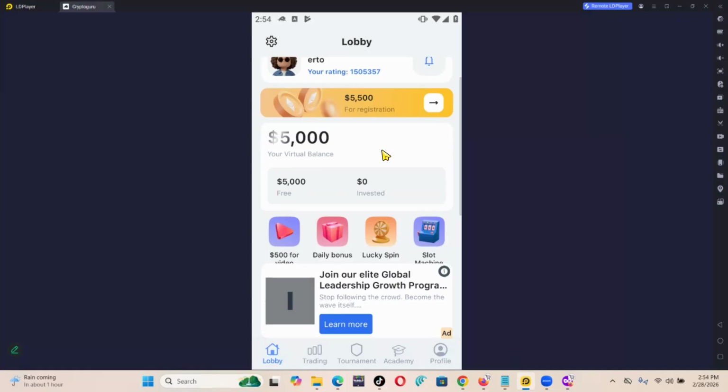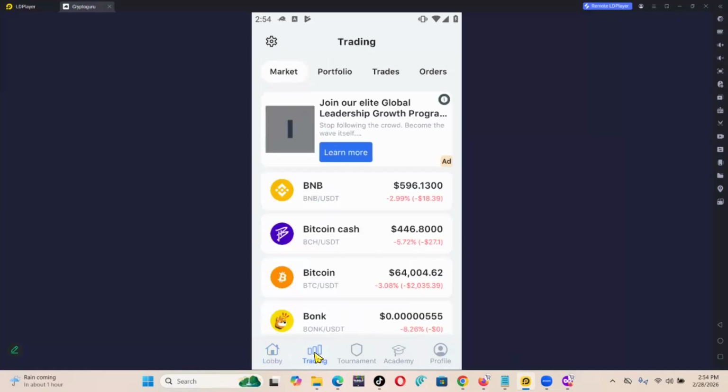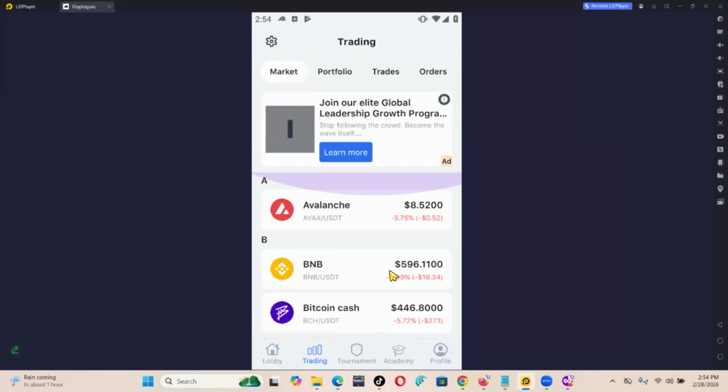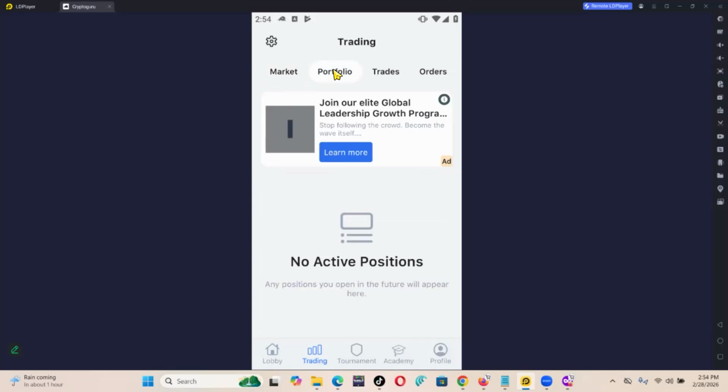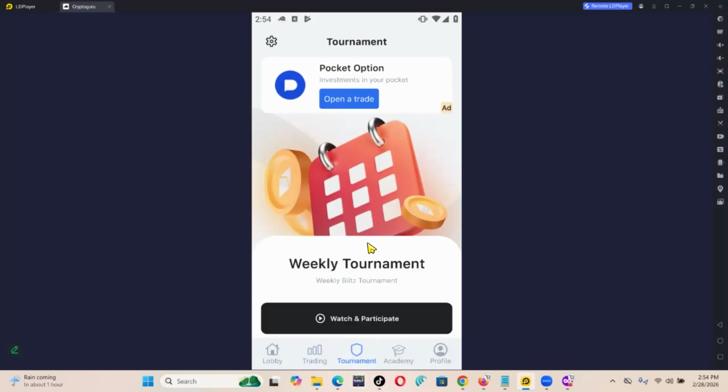Now, after installing the app, they have a lobby icon here. There's trading, where you can trade in different currencies. Under trading, there's a portfolio, traders, orders, and all that stuff. There is also a tournament. You can actually be involved in tournaments.